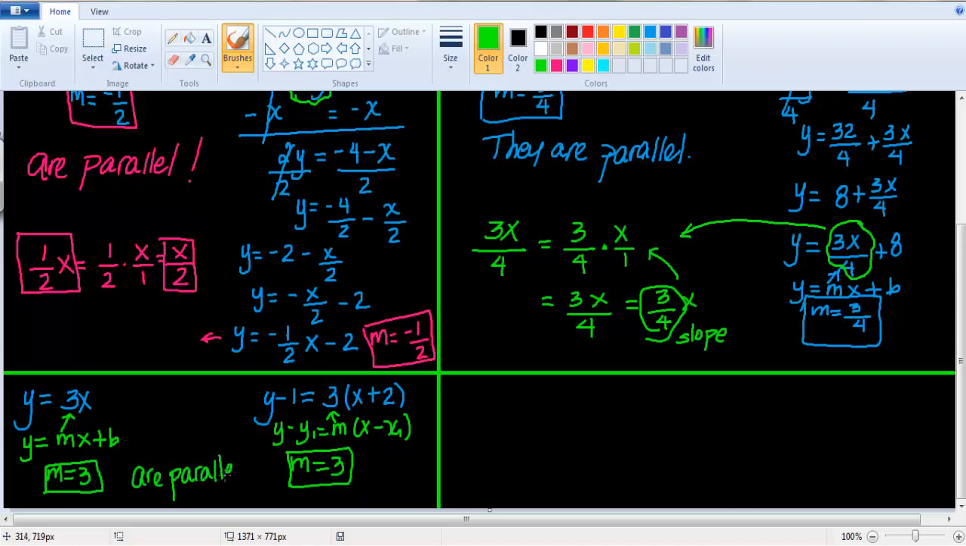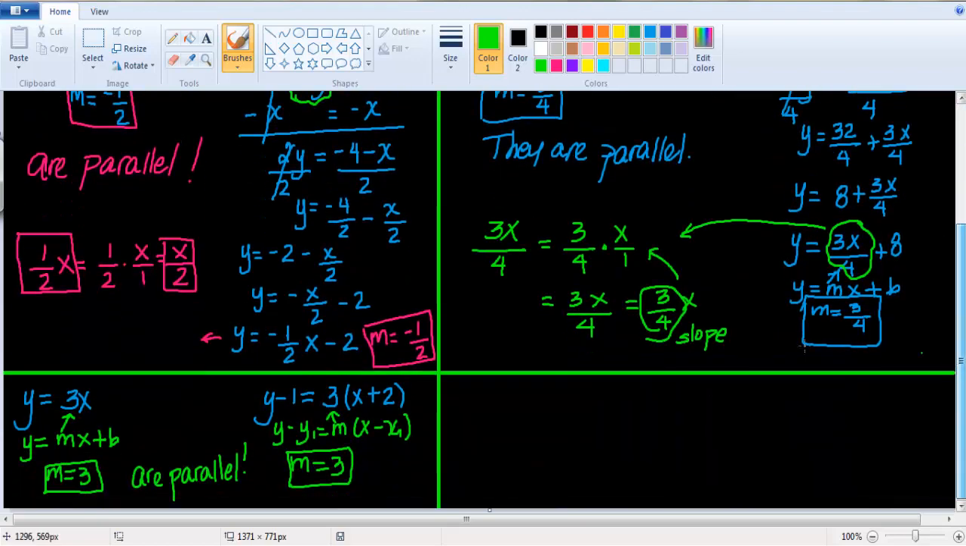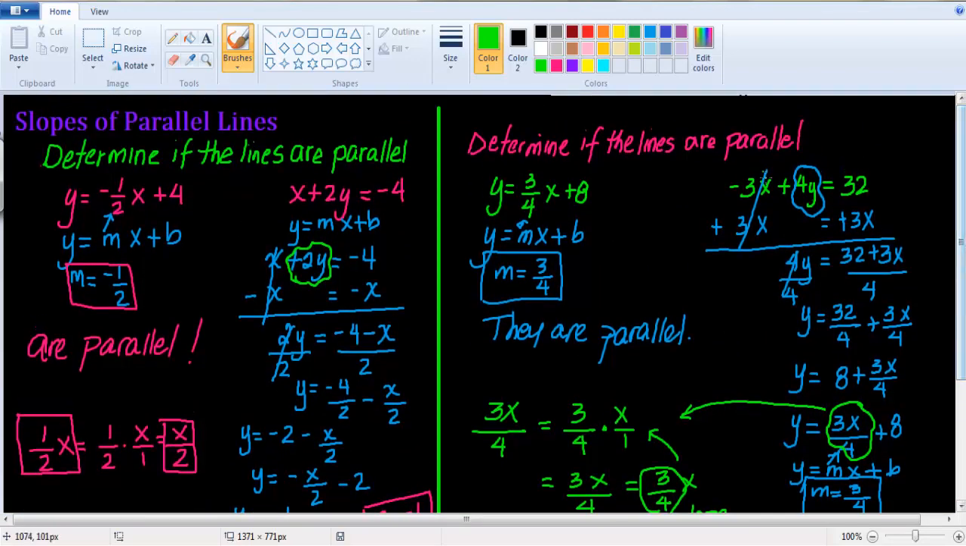Notice how important it is that you identify in which way these equations are written. You have to look at the equation and know that this is slope-intercept, that this is not, and that this is point-slope, because that will help you find the slope very quickly. When you have an equation that's not written in slope-intercept or point-slope, then you have to solve for y.